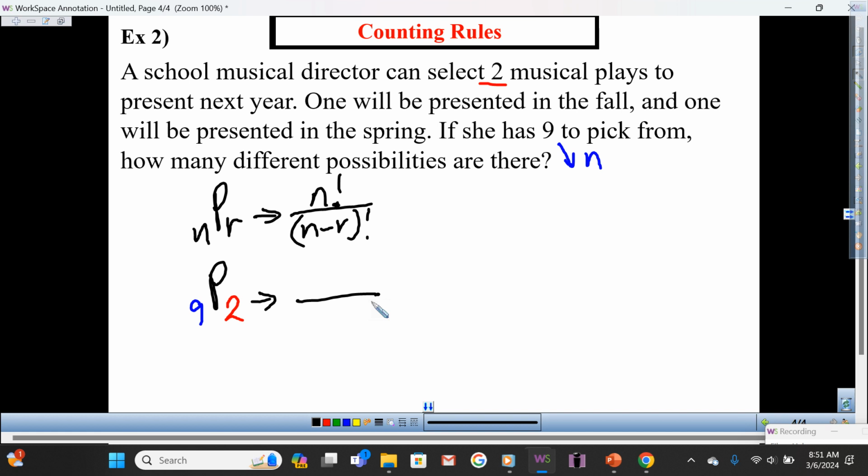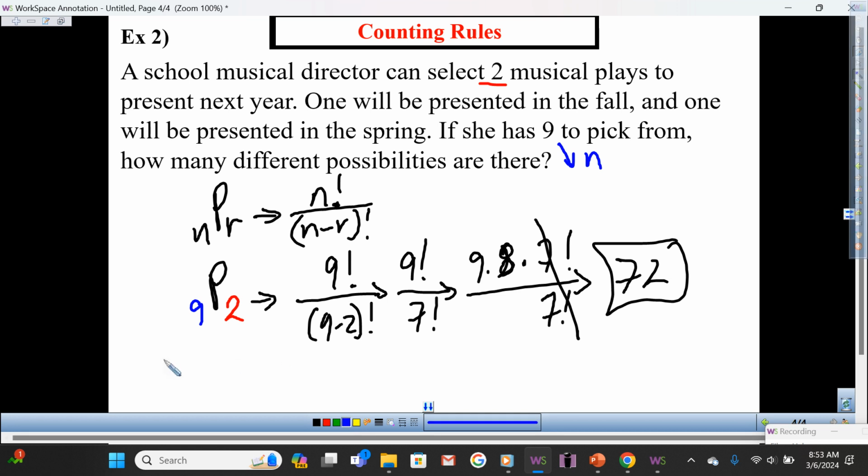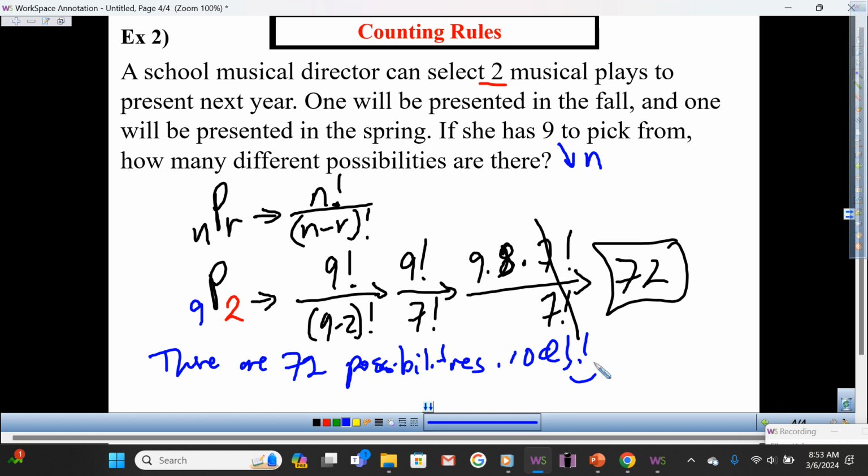And the rest is history. So this would be 9 factorial over 9 minus 2 factorial. So this is 9 factorial over 7 factorial. So this is 9 times 8 times 7 factorial. I'm going to leave it at 7 factorial. So that leaves us with 72 ways. Therefore, there are 72 possibilities. Thank you. From 1 to 5, how comfortable are you with this so far? Okay, send me your notes, please.